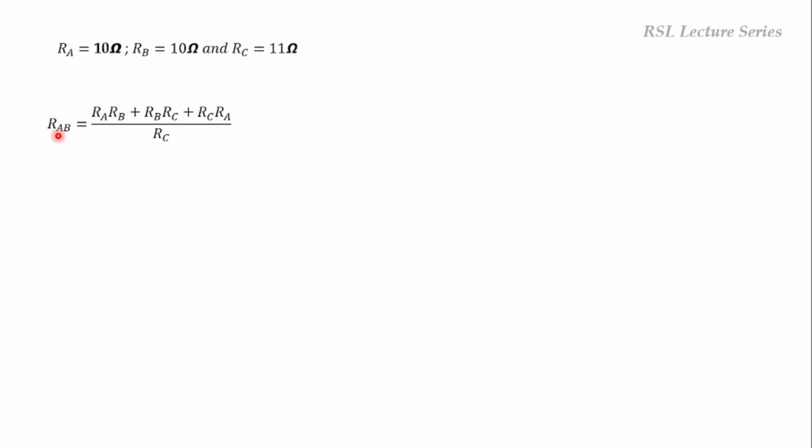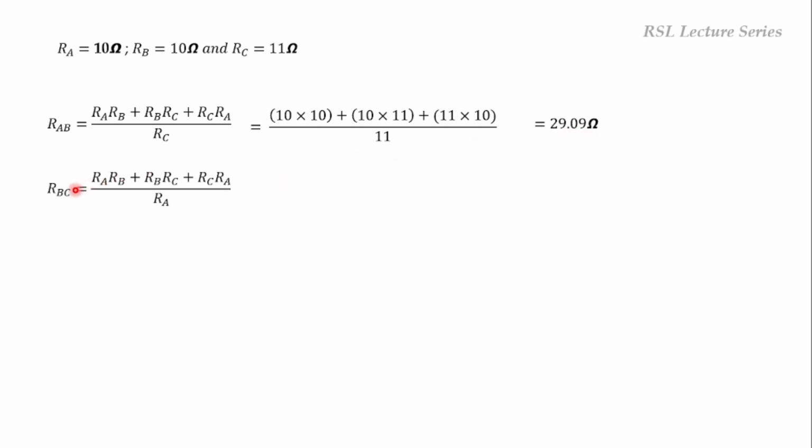On the left hand side, this is RAB. Here the terminal C is missing, so we have to divide by RC. In this way you can remember it easily. Now we can substitute the values. RA is 10, RB is 10, so 10 into 10, plus RB is 10, RC is 11, so 10 into 11, plus RC is 11, RA is 10, whole divided by 11. On simplification, we get 29.09 ohms.